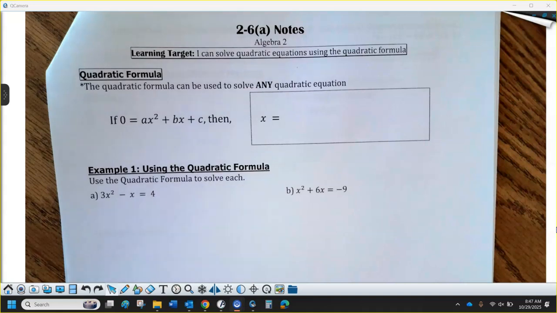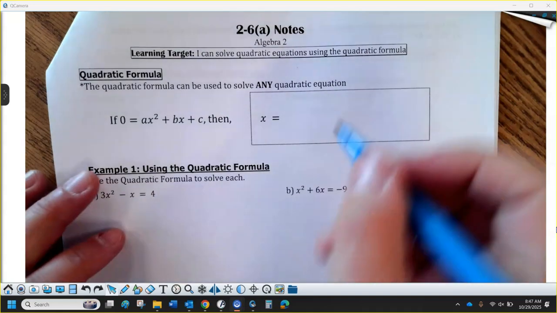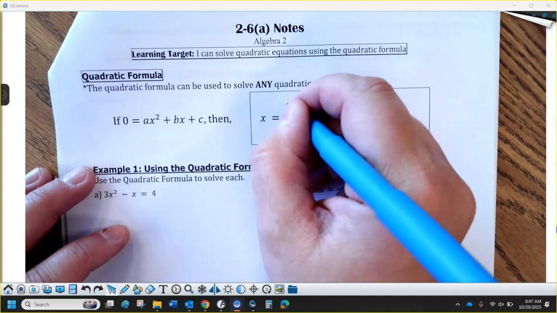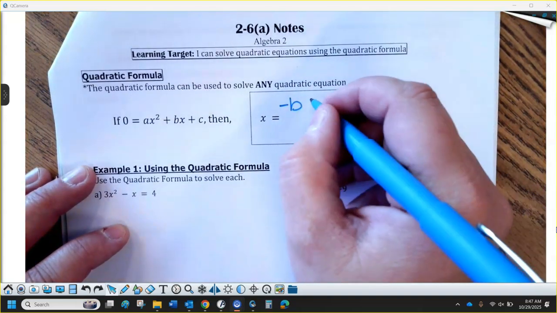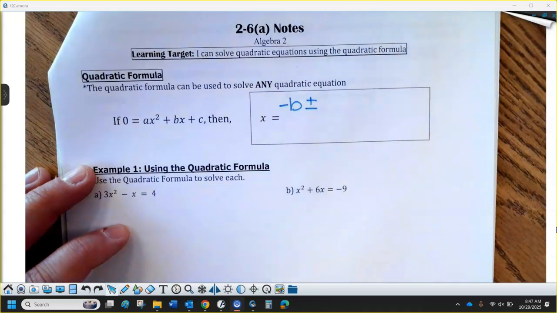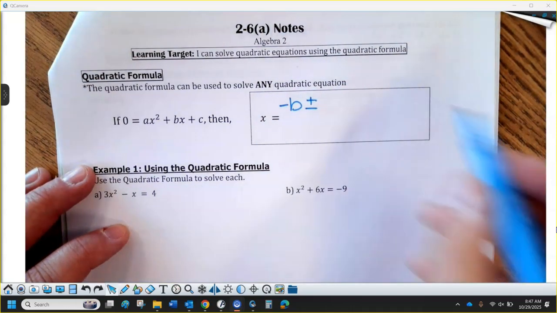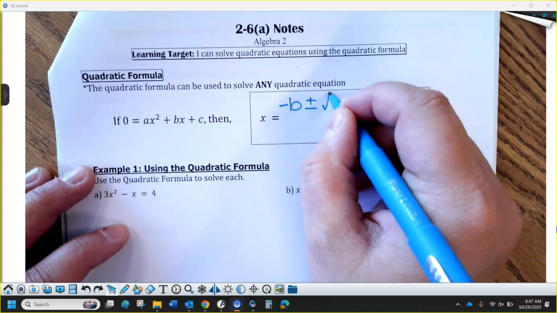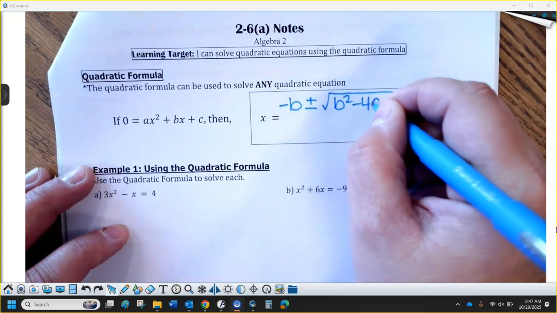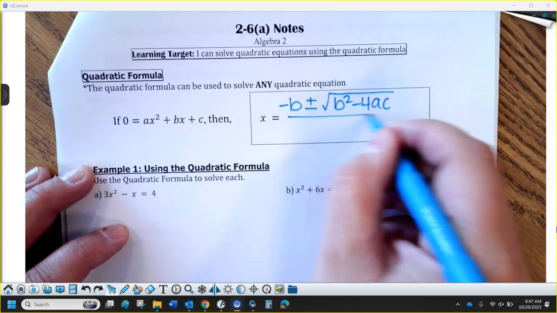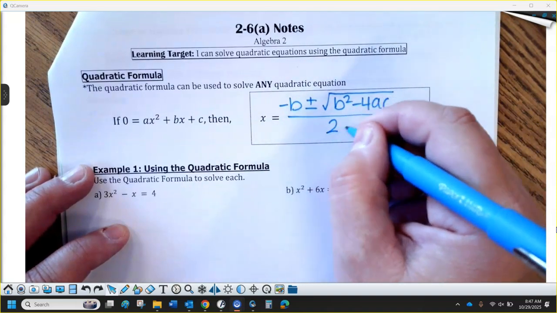Does anybody know this lovely formula? I'm going to just write it. It's a giant fraction. Okay, so it's opposite of b or negative b. This is on the top of the fraction. Plus or minus, we've seen that in all our questions that we've been doing with our square roots. And then a giant square root under that, b squared minus 4ac, the whole thing over 2a.